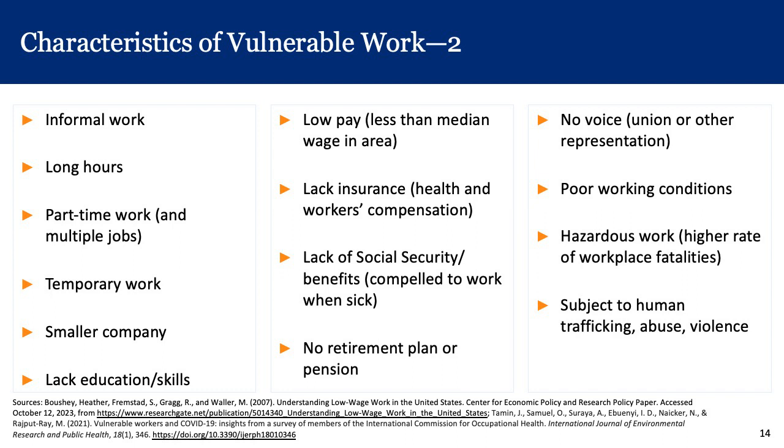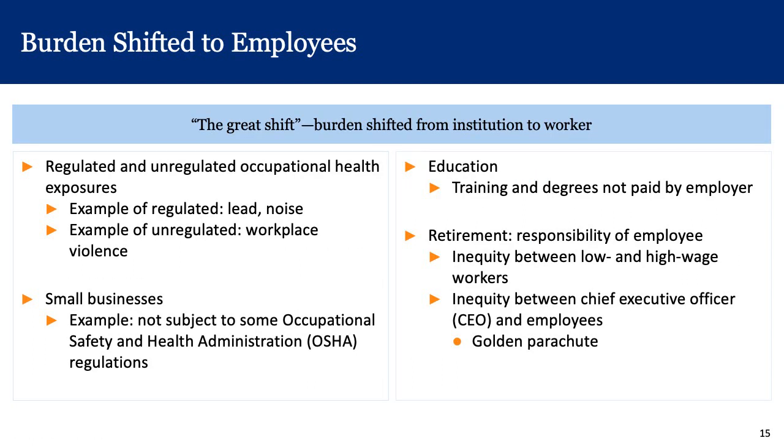They're poor working conditions. There's a higher rate of workplace fatalities because it's hazardous work. And many of these workers are immigrants or refugees, and they're subject to human trafficking, abuse, and violence. There's been a great burden shifted from the institution to the worker over the past 25 years.